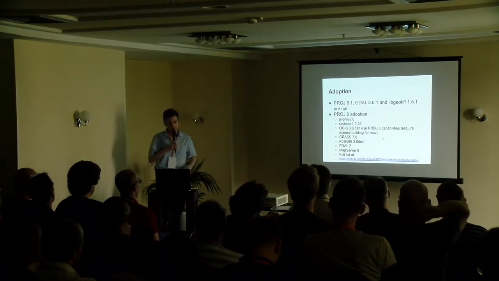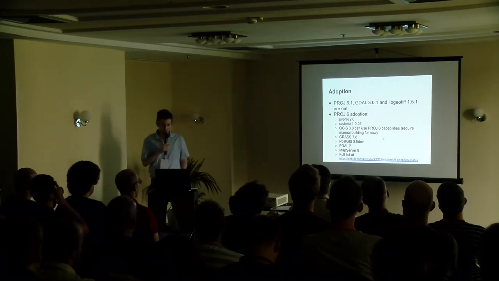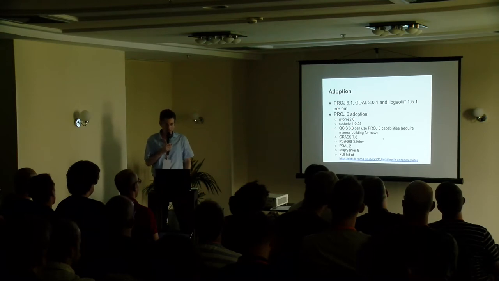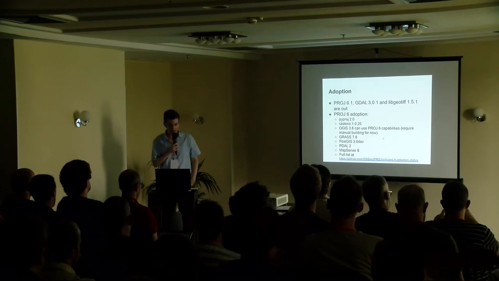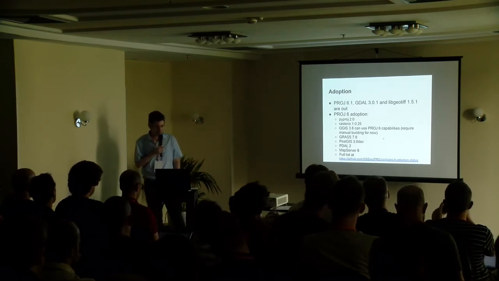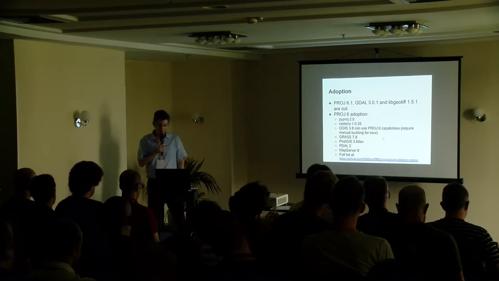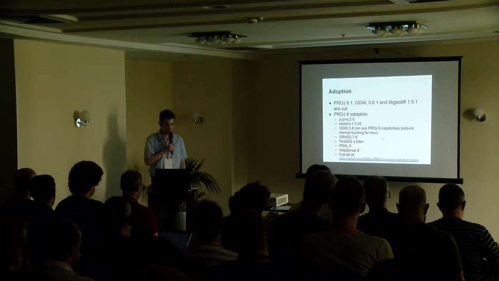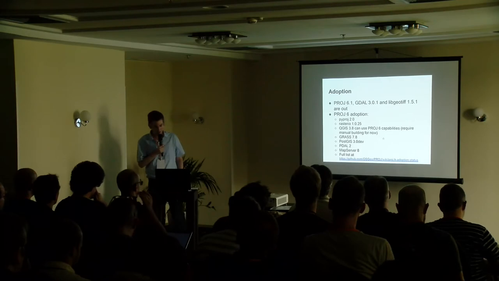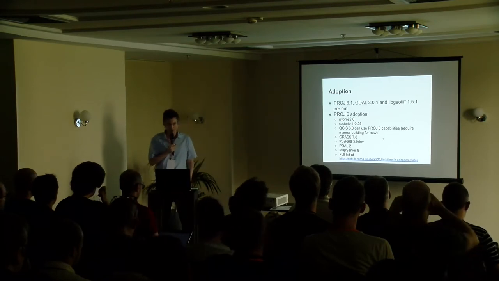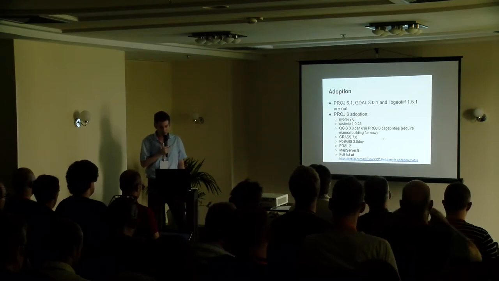Regarding the adoption of this, we have had versions of PROJ, GDAL, and libgeotiff since the first semester of this year. And the PROJ 6 API is being used by a number of projects. So QGIS 3.8 is now using PROJ 6 capabilities. The new version of GRASS and PostGIS 3 will also be able to use it. PROJ 6 is also used by Poppler, which has been released a few days ago. MapServer 8 will use PROJ 6 too.